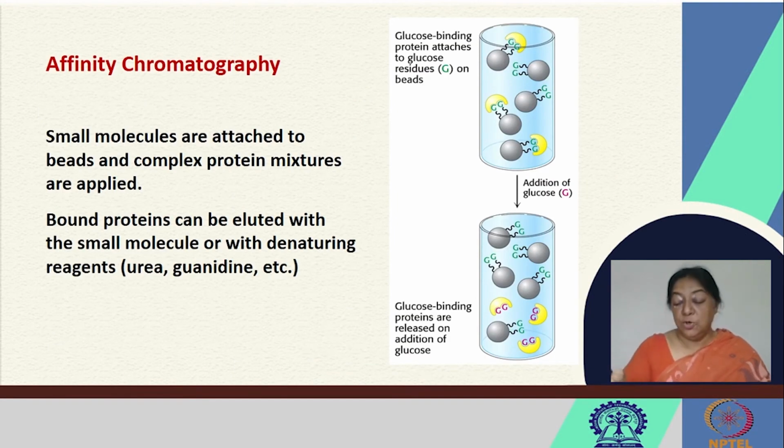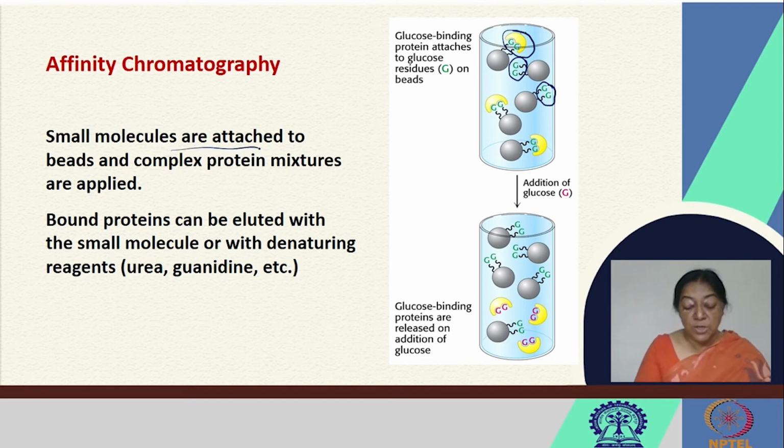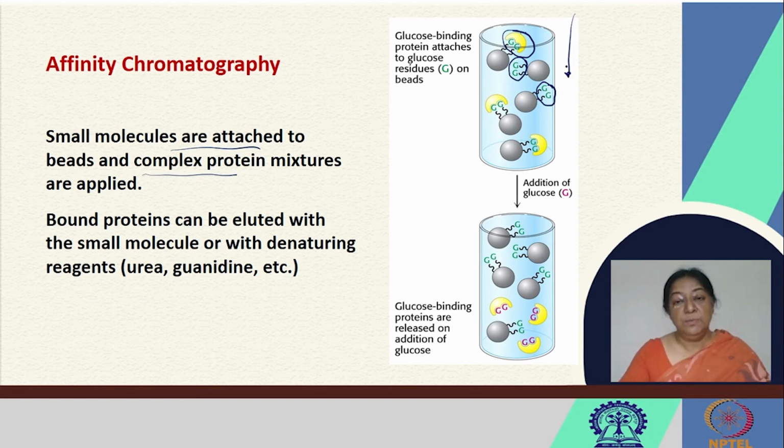We have affinity chromatography where we have, for example, a protein that has an affinity for glucose. In this case, the protein binds to the glucose. This yellow protein that we see here binds to the glucose, and the small molecules are attached to the beads, and the mixture of proteins is in the column now. Anything that has an affinity for glucose binds to the beads.